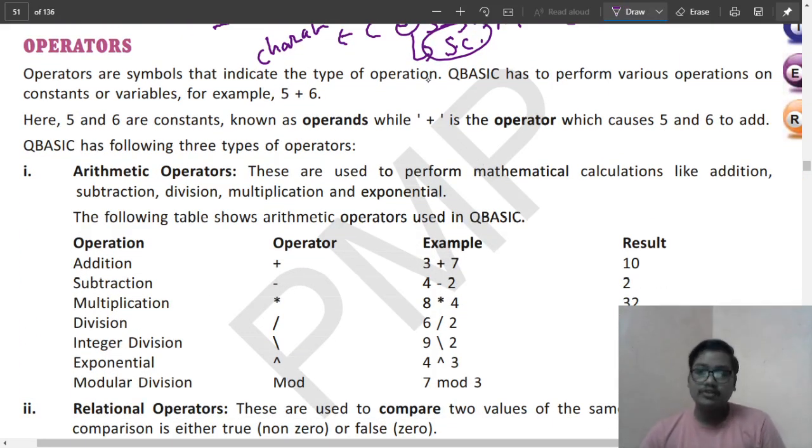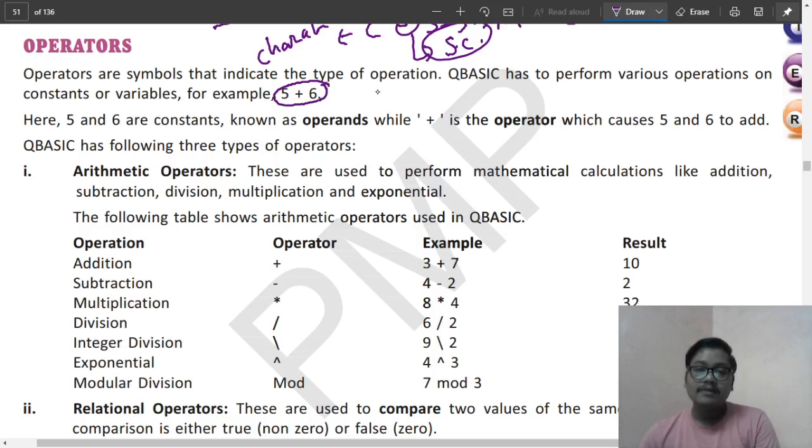In QBASIC, we have 5 types of operators, of which we have read about 3. Operators are symbols that indicate the type of operation. QBASIC performs various types of operations on constants or variables. For example, 5 plus 6.